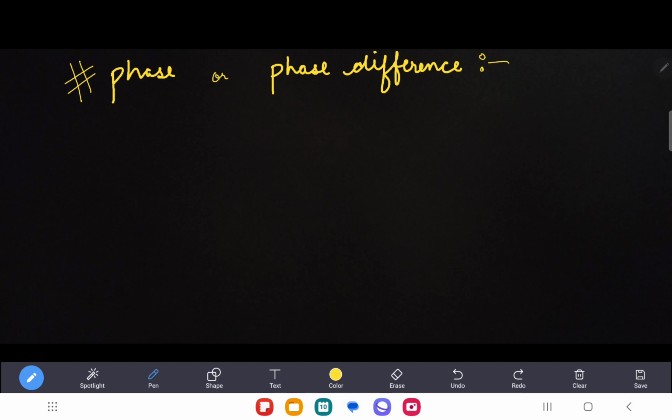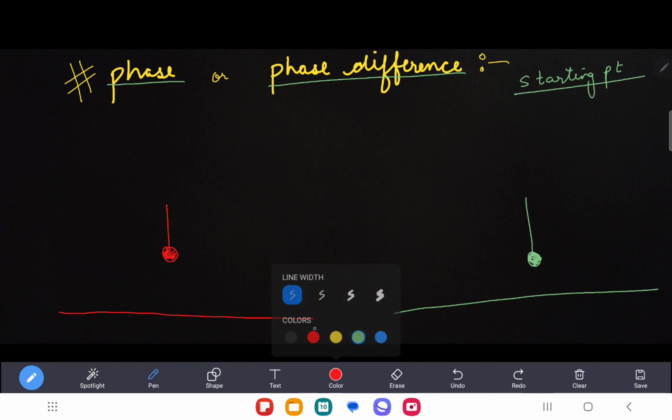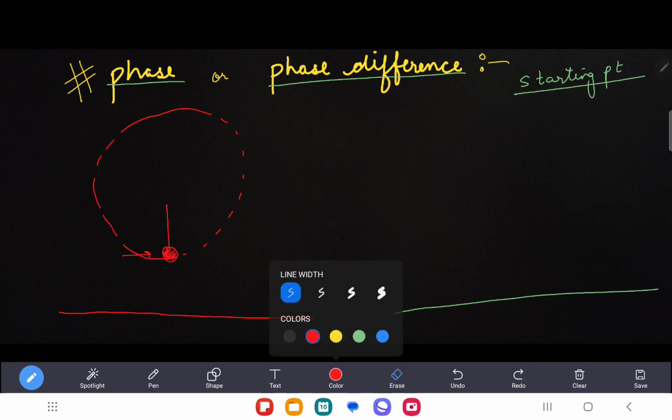Let's suppose there are two bobs now. This is one red bob, and here we will see the shadow of the red bob. Here we have this green bob, and we will see the shadow of the green bob. The phase basically depends upon the starting point. What do you mean by the starting point? When you push the red bob, it is going to go along this radius, and the green bob is of the same radius.